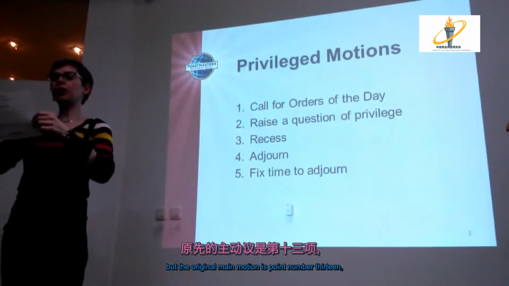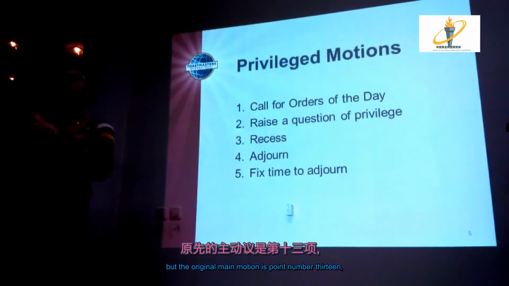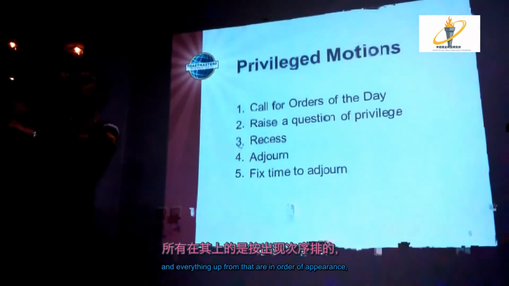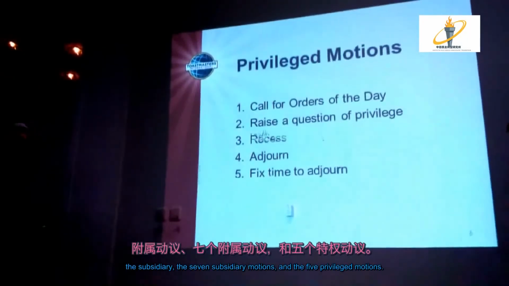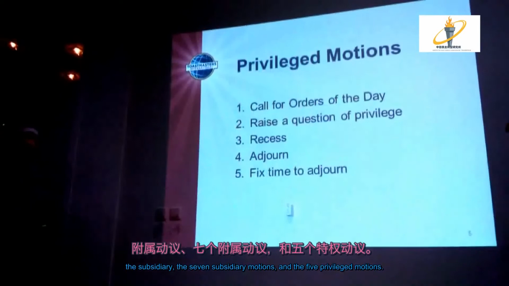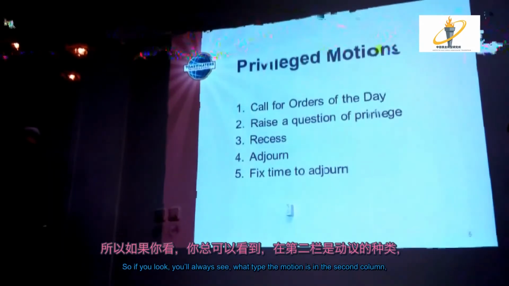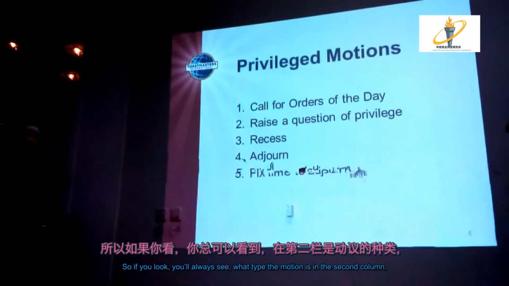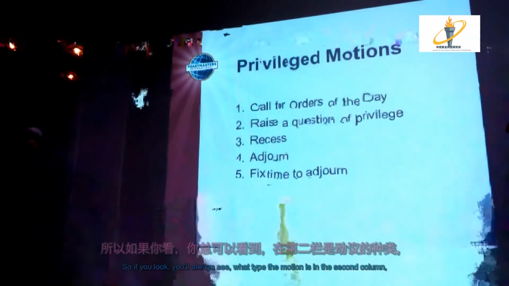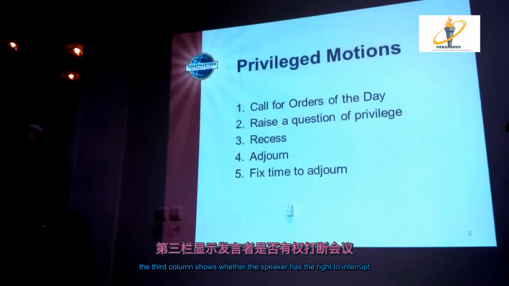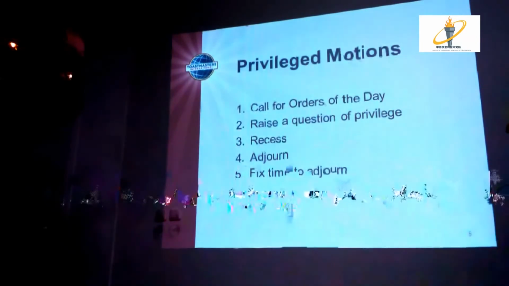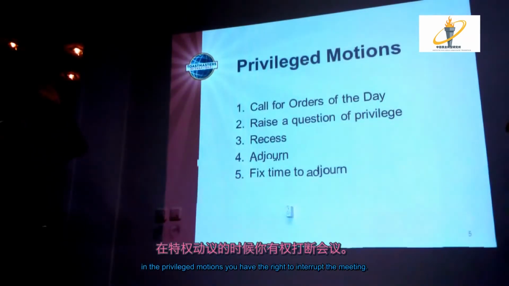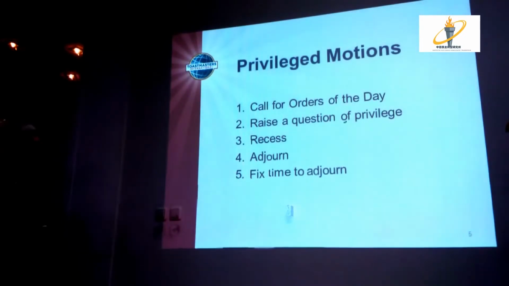But the original main motion is point number 13, and everything up from that are in order of appearance. The 7 subsidiary motions, and then the 5 privilege motions. So if you look, you'll always see what type the motion is in the 2nd column. The 3rd column shows whether the speaker has the right to interrupt without asking for the president to give him the right to speak. In the privilege motions, you have the right to interrupt the meeting.